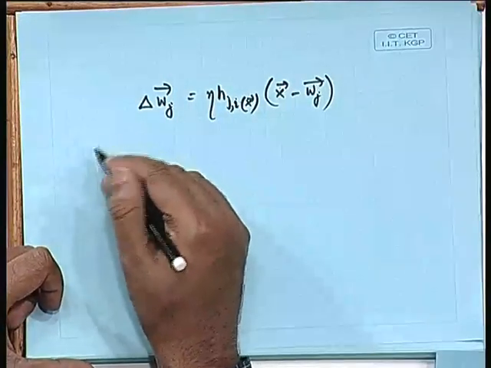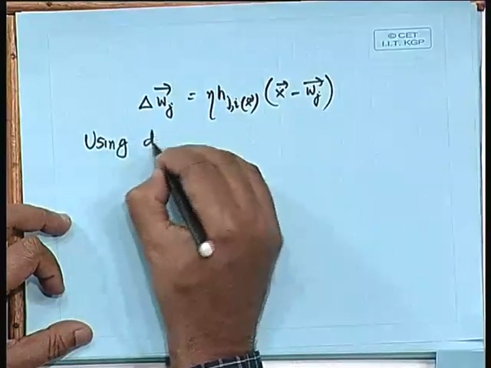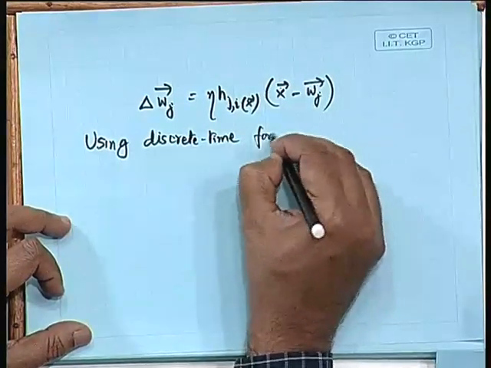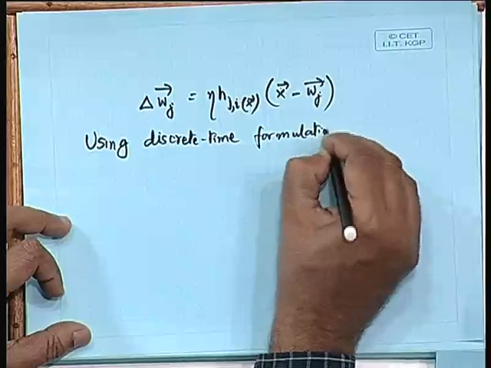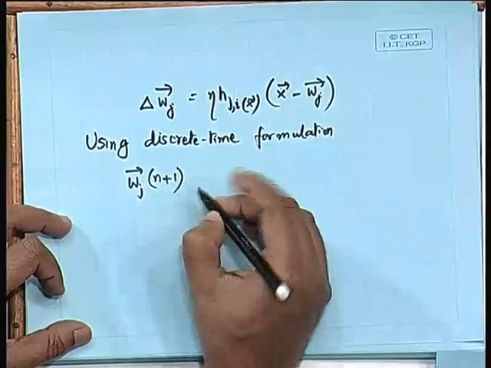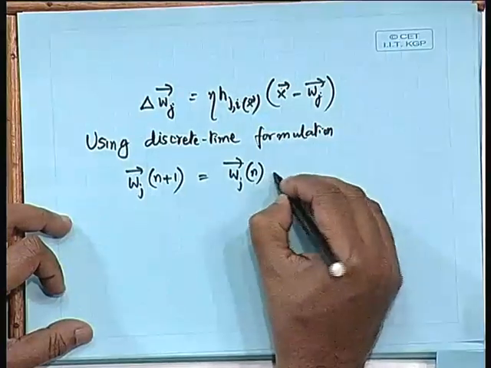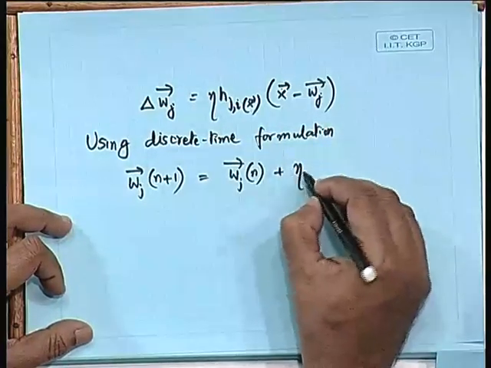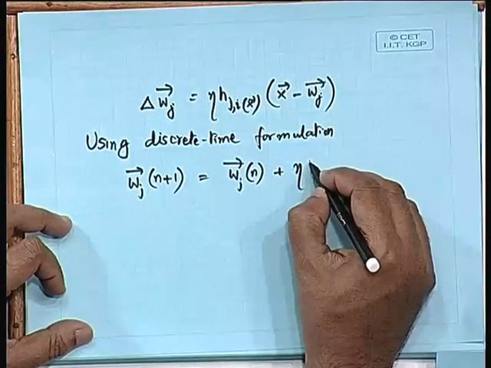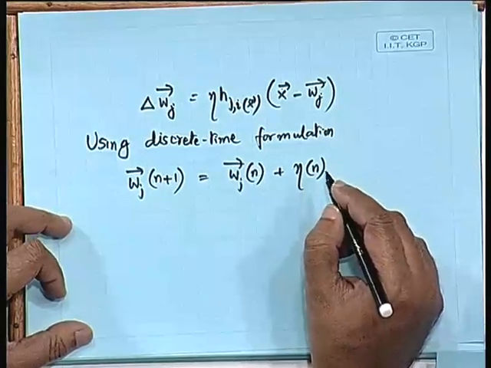And this, using the discrete time formulation, can be rewritten as w j for the step n plus 1 is equal to w j for n plus this term eta. And now, in order to make it more general, we can express eta as a function of n.